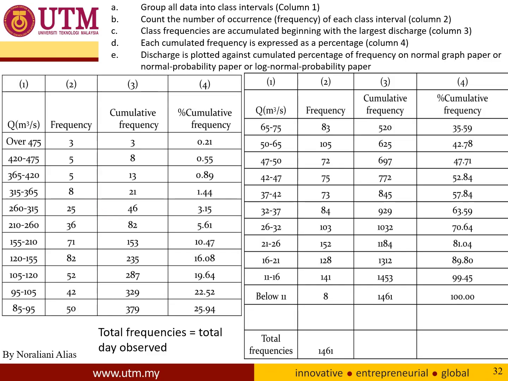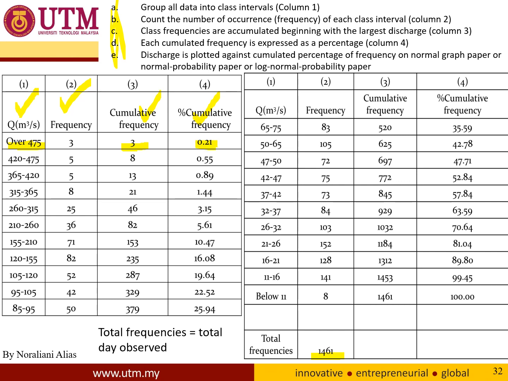Here is the step procedure. First you group the data into classes, then you calculate how many times each class value occurs, and then you cumulate it to make a cumulative frequency. So how do you do that? The cumulative frequency is just, for example, 3 divided by 1461, so you get 0.21%.